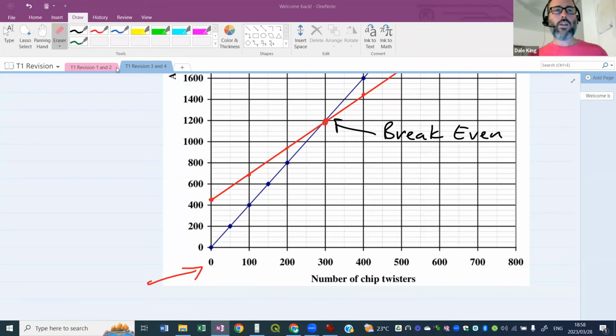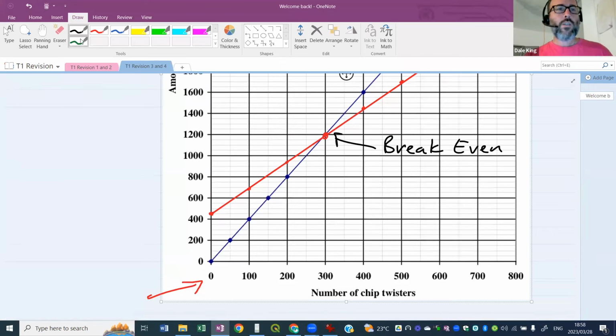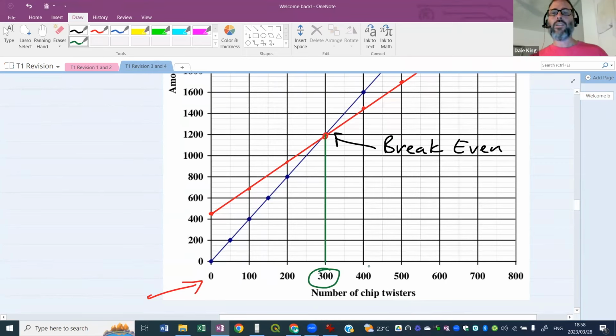Okay, it's 300. How do you get that? We go to the break-even point where the income is equal to your expenses, and you draw a line down. Let's make a different color. You draw a line down from the break-even point to the number of chips. And we can see we hit exactly 300 chips. So she has to make 300 chip twisters a week. And only when she starts making more than that is she going to start making a profit.